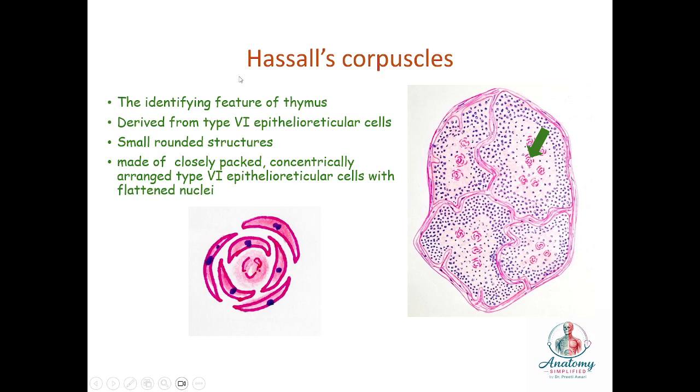What else can we see in the medulla? The identifying feature of the thymus called Hassall's corpuscles. So here you can see with the green arrow, these bodies are called Hassall's corpuscles. They are derived from type 6 epithelio-reticular cells. These are small rounded structures made up of closely packed, concentrically arranged type 6 epithelio-reticular cells with flattened nuclei.